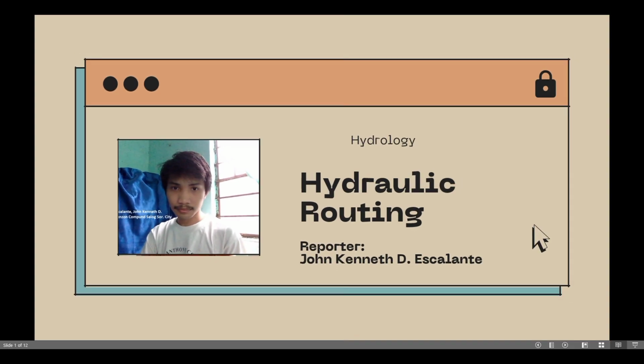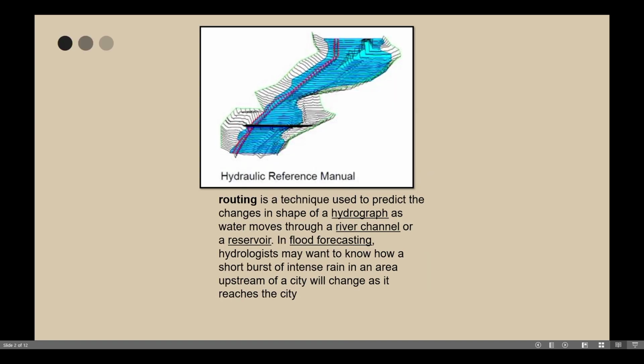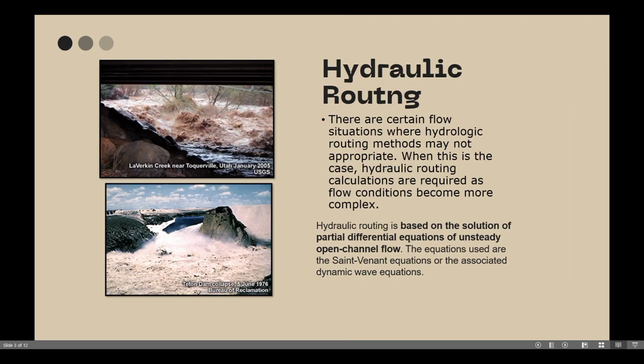Hello, my name is John Kenneth D. Escalante. I will be reporting on hydraulic routing. Routing is a technique used to predict the changes in shape of a hydrograph as water moves through a river channel or a reservoir. In flood forecasting, hydrologists may want to know how a short burst of intense rain in an area upstream of a city will change as it reaches the city.